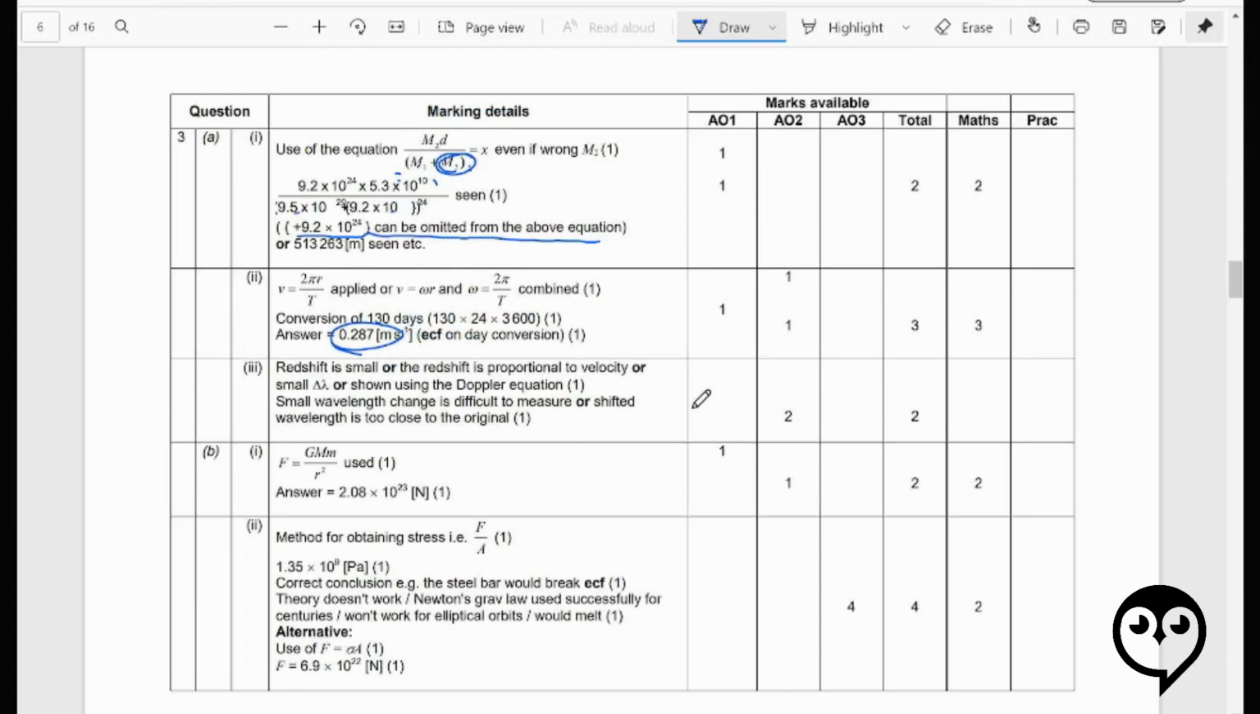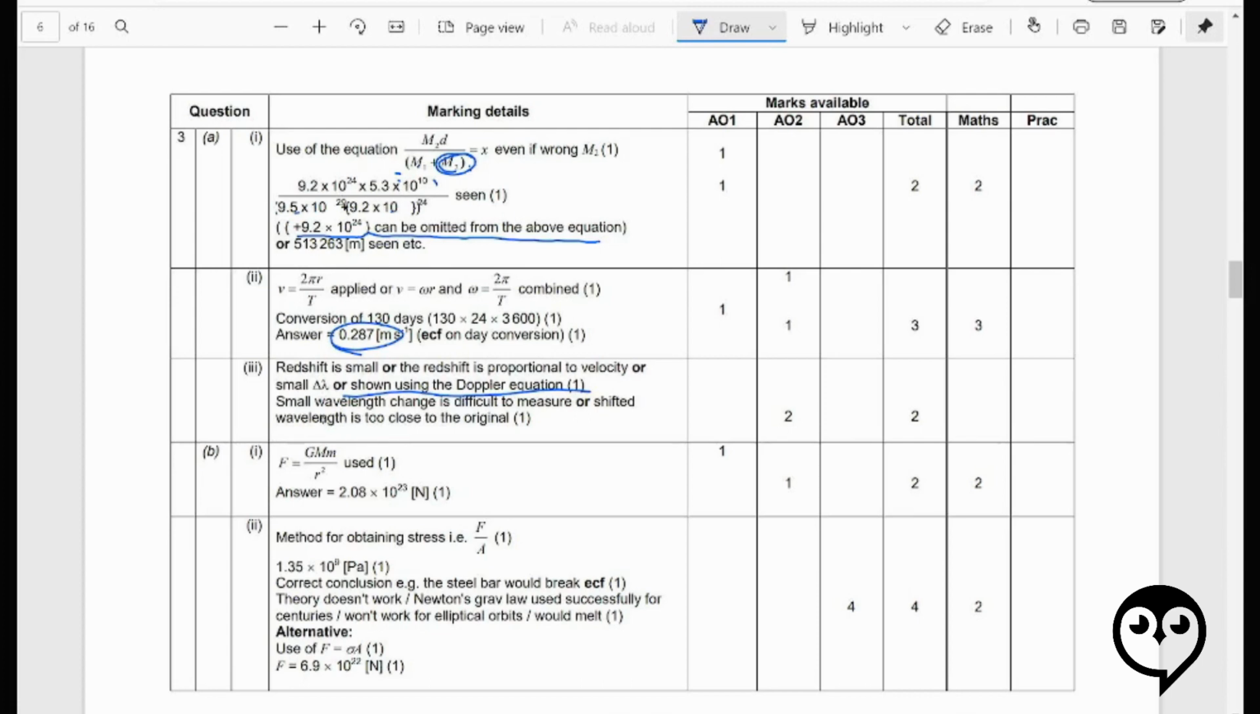So they've said redshift is small, or redshift is proportional to velocity, which is what we had said, or delta lambda is small, or you can show using the Doppler equation, which is what I lazily did. In real life, I'd be writing out actual sentences, wouldn't I?